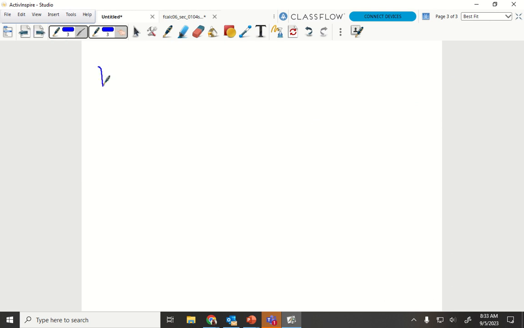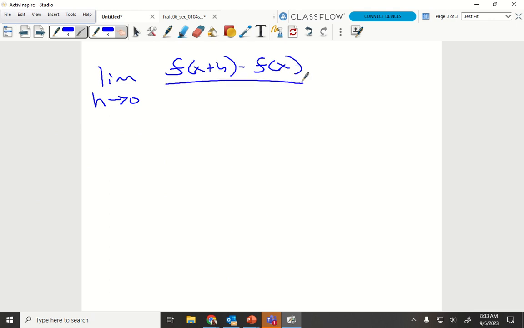So now I'm going to have the limit as h approaches 0 of f of x plus h minus f of x over... Now, let's look at x plus h minus x. What's going to happen down there in the bottom? It's going to cancel out. It's going to cancel my x's, right? I got a positive x, negative x, right? So if I were to do that, I'm going to have f of x plus h minus f of x all over h.